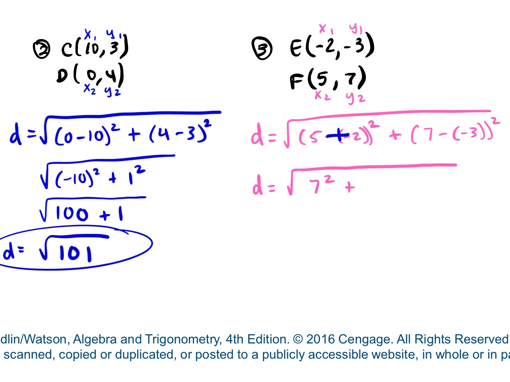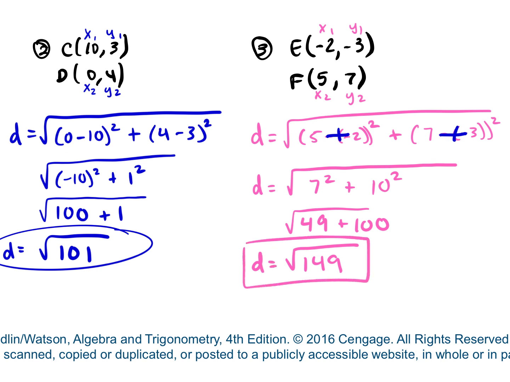What's 7 minus negative 3? 10. Awesome. Again, this turns into a plus. That would be 10 squared. So 7 squared is 49. And 10 squared? 100. 49 plus 100? 149. Can we break down 149? Any factors of 149? Nope. So this would be our answer.